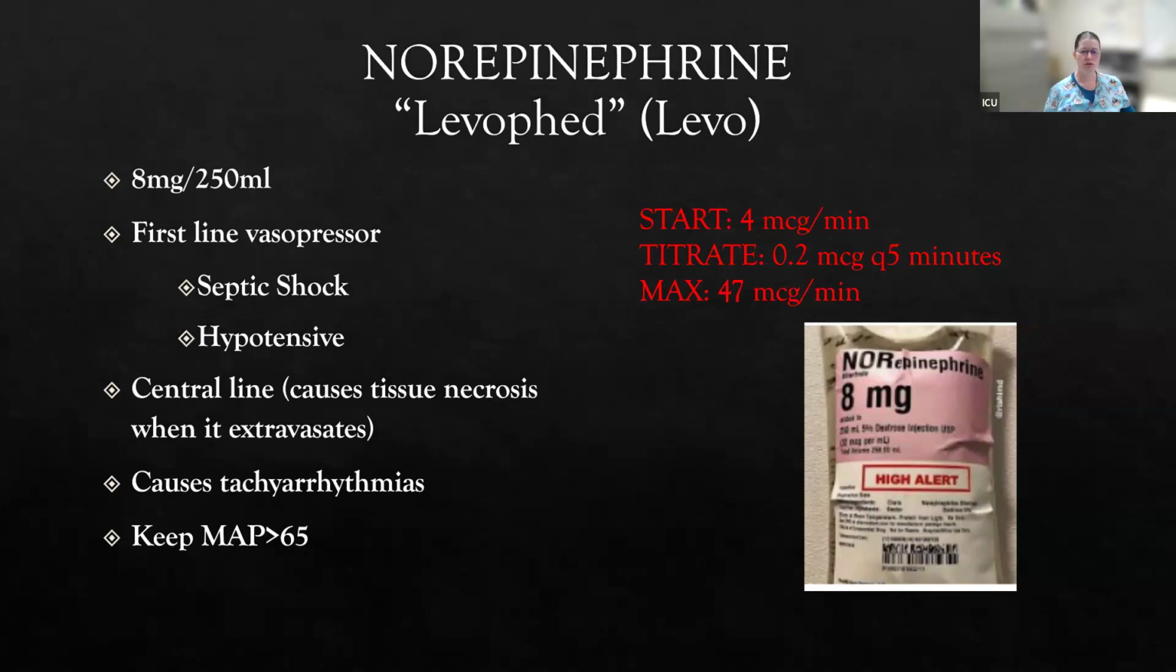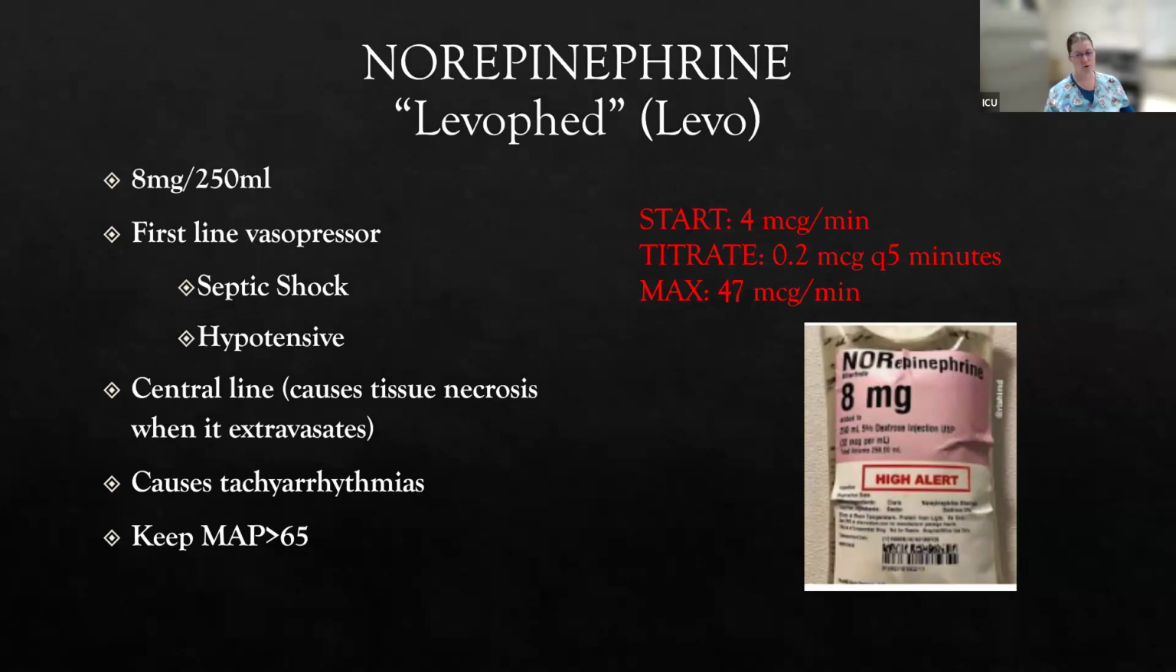At this institution, we start at a rate of 4 mics per minute. Now, if your patient is tanking and their systolic pressure is 50, you're probably going to turn that Levo on at a higher rate. And then once you get them stabilized, then you'll stop and you'll see, okay, what rate did I end up on? And let me start titrating it back down to a better number. So here we start at 4 mics per minute, and then we're going to titrate 0.2 mics every 5 minutes. So you can titrate this one pretty quickly.